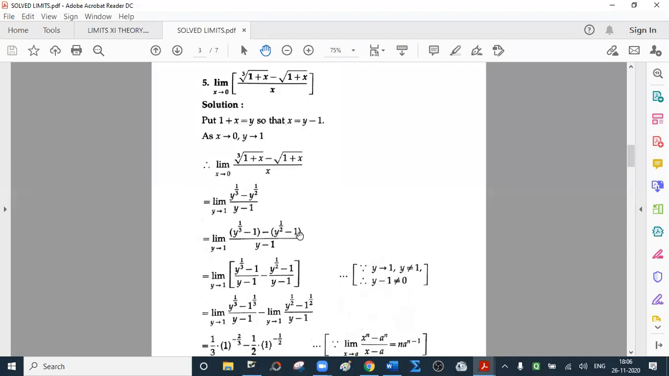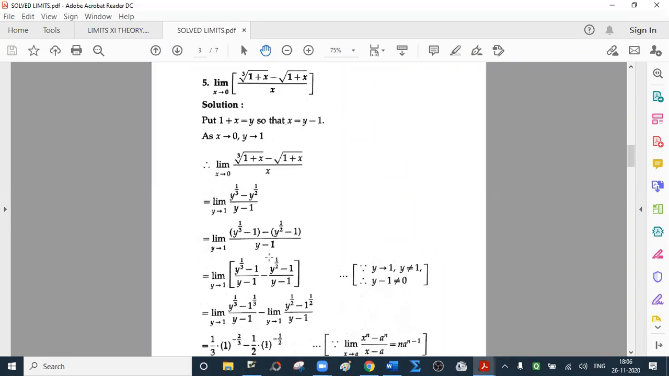Now this step is important. Please listen to me carefully. This step is important. Subtract 1, add 1. Why? Because the numerator must be of which type? Y raised to n minus 1. So we subtract 1 and we add 1. See, have we written the same numerator? Because that is important. Yes, we have. Y raised to 1 by 3 minus 1 minus y raised to half minus 1.